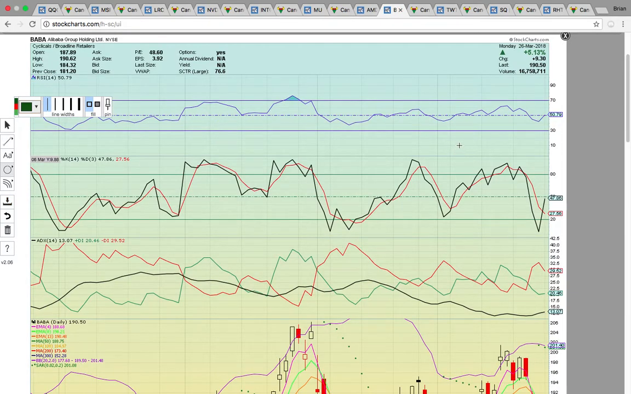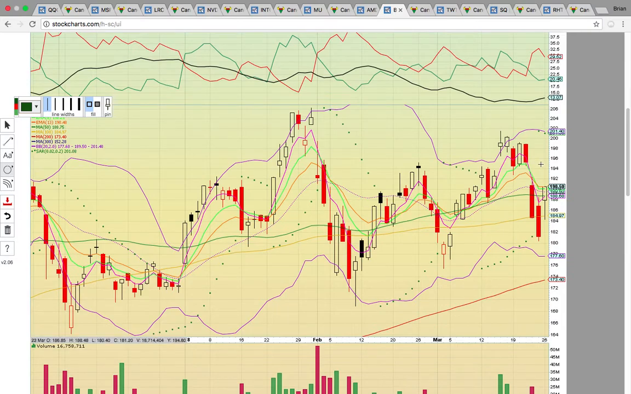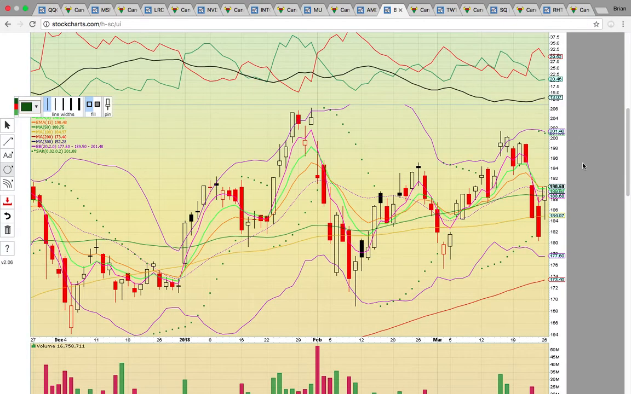Okay, let's look at BABA. BABA closed up 5% today. Nice move. Closed just back above our 50 on RSI, so it's heating back up. It came down and formed a bullish kicking reversal pattern today. So this is a good reversal pattern. It had that gap up open and ended up pushing higher into the close. And so it did close back above the 50-day simple moving average, the 100-day simple moving average, and that middle Bollinger Band.